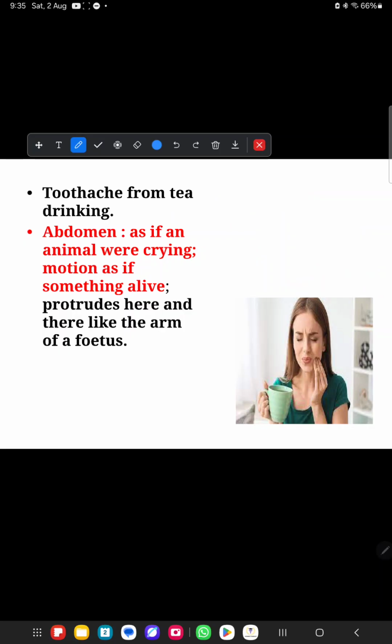Another symptom: abdomen as if an animal were crying, motion as if something alive protrudes here and there, like an arm of a fetus. Suppose the patient comes to you and says that. At this point we can correlate with gynae and obs, and this is known as pseudocyesis. Okay, इस कंडीशन को बोलते हैं pseudocyesis. ऐसा अगर फीलिंग होता है फीमेल में.